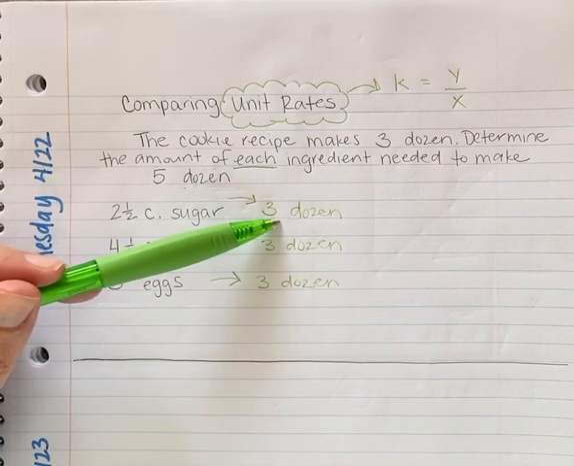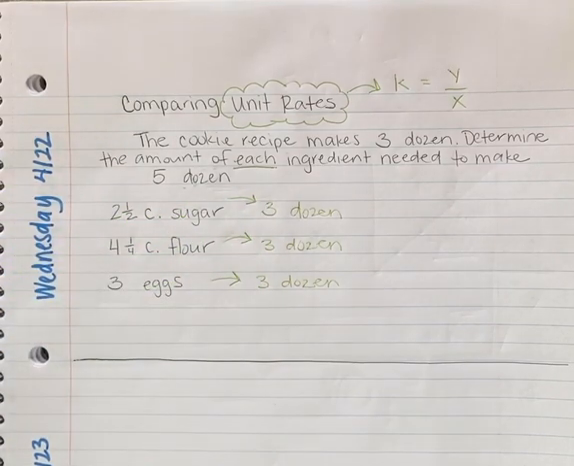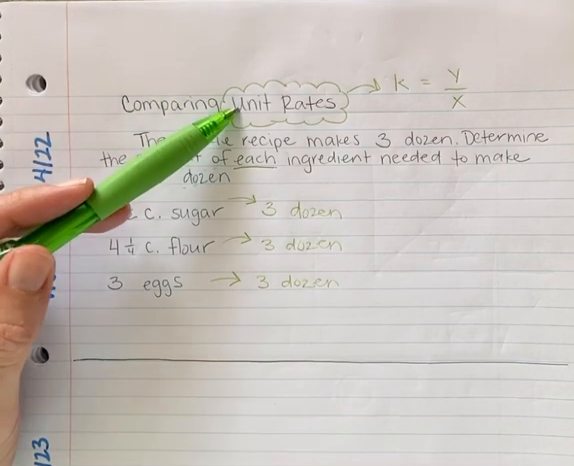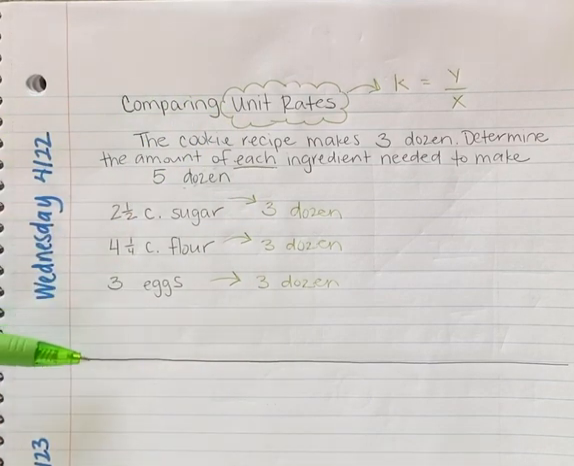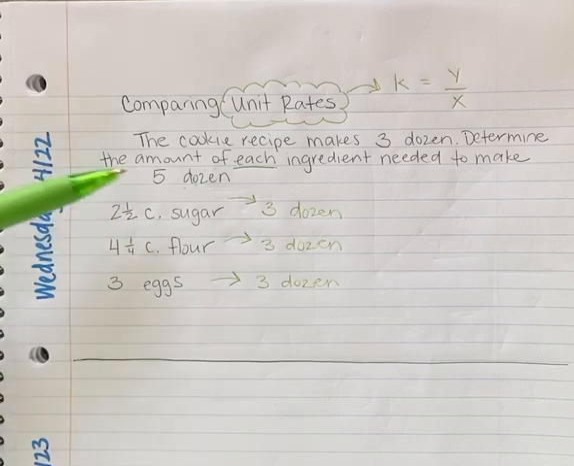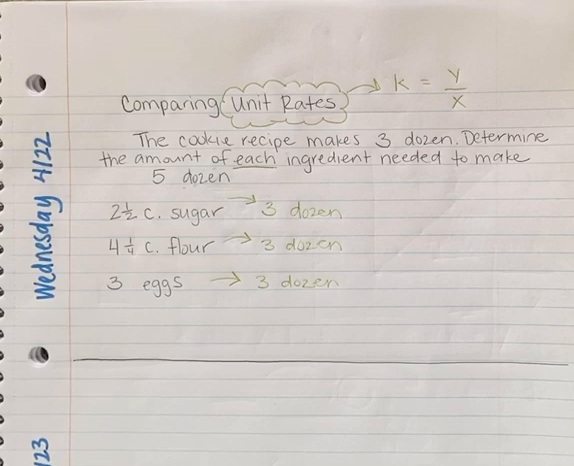But right now we know that each of these ingredients is for 3 dozen. So what I need to do is first figure out the unit rate, how much of these ingredients would be for 1 dozen, and then I would simply multiply it by 5. So let's start with this 2.5 cups of sugar for 3 dozen. Now, in my opinion, it would be easy to make a table out of this information. I'm a little short on room, so I'm just going to identify the X and the Y. So my X and my Y.